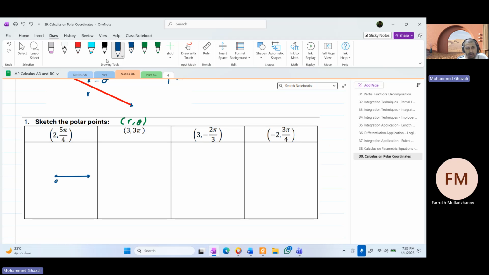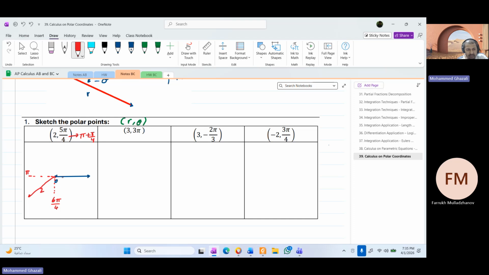5 pi by 4 is, remember, we can convert it into degrees. So 5 times 180 divided by 4. But remember, 4 pi by 4 is 180. So 5 pi by 4 is the same thing as saying pi plus pi by 4, so that's 180 plus 45 degrees, which is 225. Remember, this is the 180 degree line or pi line, and that's 6 pi by 4, 3 pi by 2. So 5 pi by 4 is this red line here, and the radius is 2.